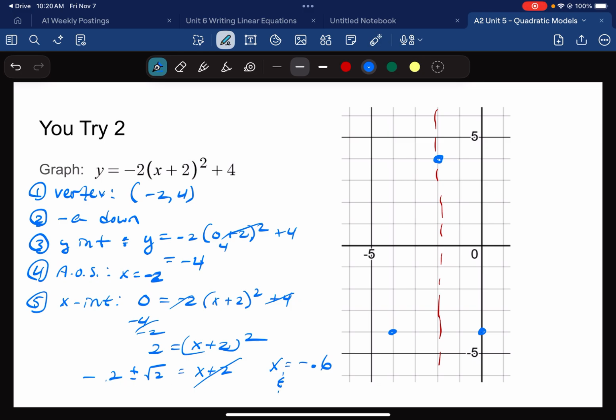And when you do -2 minus √2, you're going to get -3.4. So those are on the x-axis. These are irrational, so we're going to do our best to plot them. So -0.6, I'll say, is about there. -1, -2, -3.4 is about right there. And that looks like it finishes our parabola nicely, right? We get 5 good points on there, and I'm going to draw my curve. And there's the parabola.